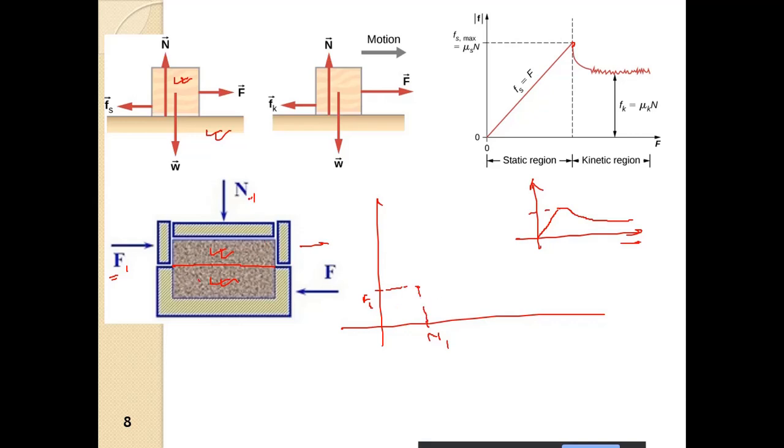Then we increase to N2. So this is N2. As we increase to N2, again we apply the force, so it will increase, increase, increase up to F2. So F2 will be required. Here if we plot it, we will see that it is increasing, increasing, increasing, and at F2 it will fail. So that is F2.